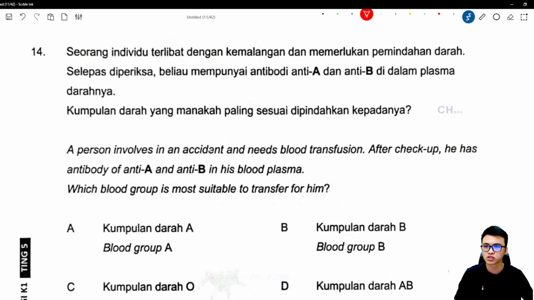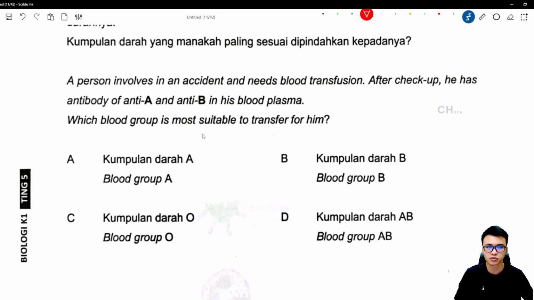Okay, so question 14. A person is involved in an accident and needs blood transfusions. After checkup, he has antibody A and antibody B. So what kind of blood group has antibody A and antibody B? The answer should be blood group O.